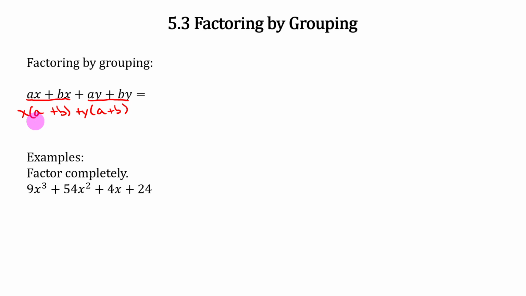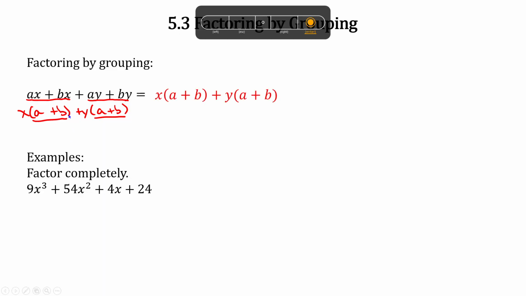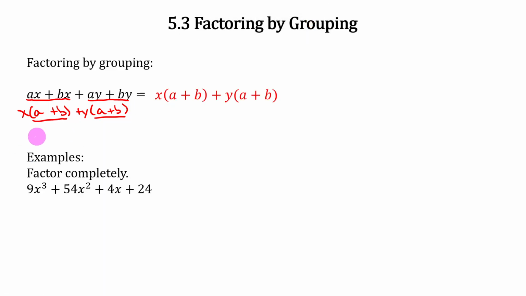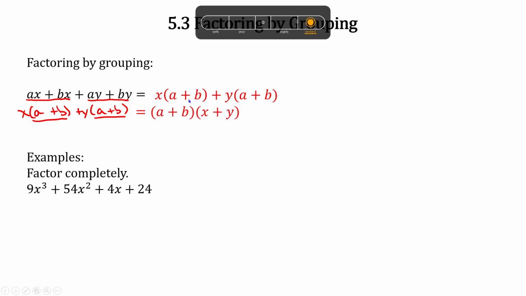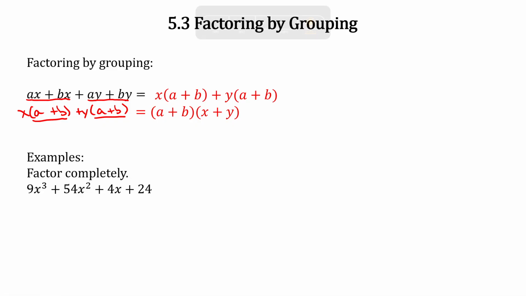Well, now I've got a common term, a commonality between the terms. I can factor out the A plus B. And so it's going to become A plus B times X plus Y. That's just a pattern to kind of memorize, kind of remember. Okay, so putting it to work.